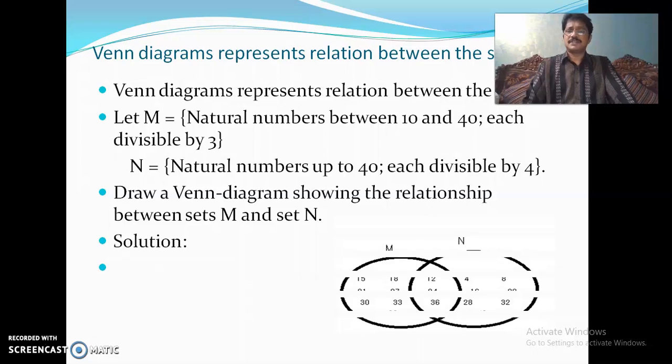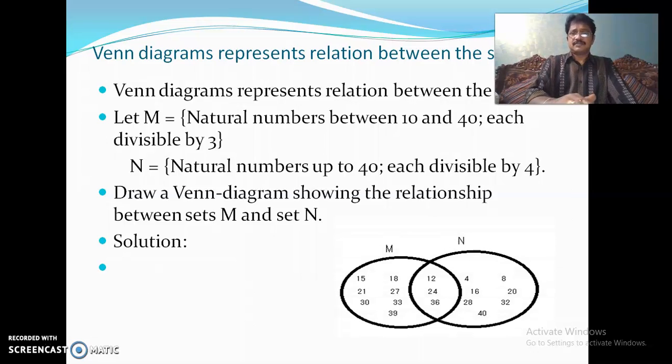Now just observe it here. The Venn diagram represents the relation between these two sets M and N. Both have common elements 12, 24 and 36. 12, 24, 36 are both divisible by 3 and divisible by 4.